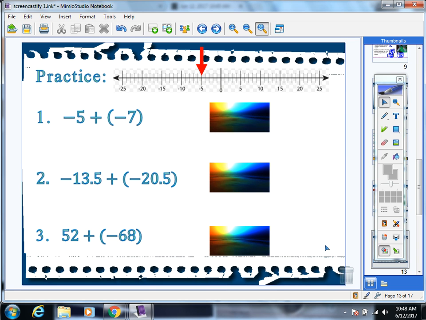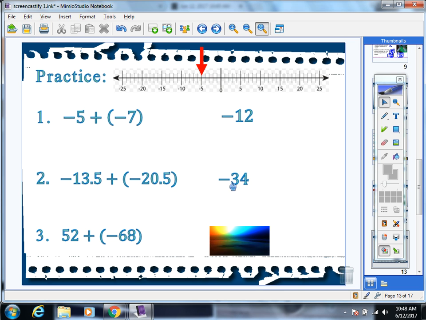Whether you use a number line or not, you just need to know the rules. I'm adding two negatives, so I add 5 and 7 to get 12 and keep it negative. For 2, I'm adding two negatives, so I keep it negative and add the two numbers, it's -34. When you have different signs, that's when you subtract. So 68 minus 52 is 16. The larger absolute value would have been the 68, so it has to stay negative.